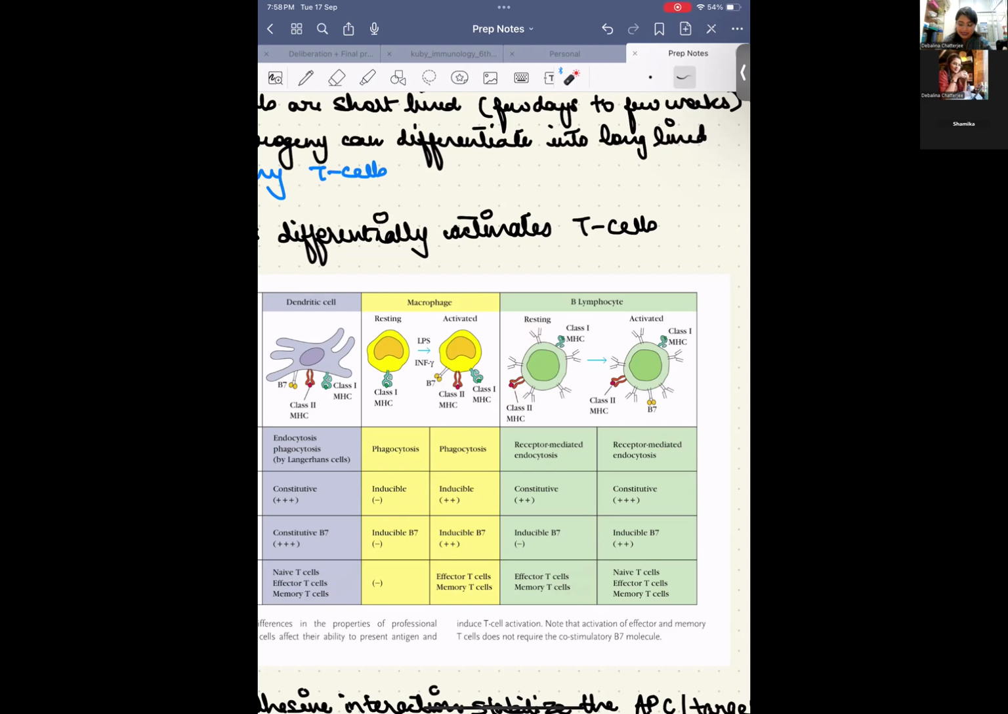Now, by receptor mediated endocytosis, if it has taken up an antigen, there is increased expression of MHC2 comparable to the level of MHC expression on your dendritic cells. Alongside that, the B7 expression has also increased. So since now B7 as well as MHC2 molecules are present here, we can have the activation of naive, effector, as well as memory T cells happening.